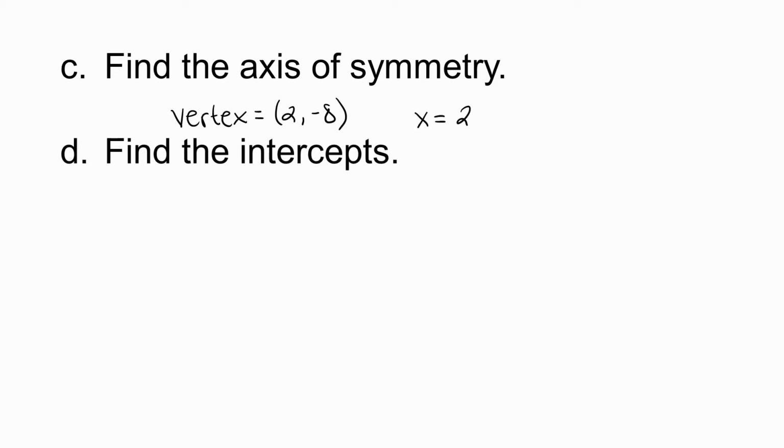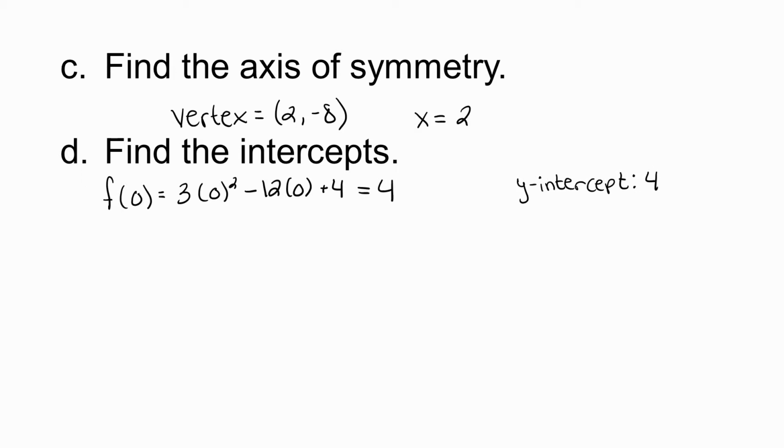Part D. Find the intercepts. The y-intercept is found by finding f of 0. F of 0 equals 3 times 0 squared minus 12 times 0 plus 4, which equals 4. So, the y-intercept is 4.